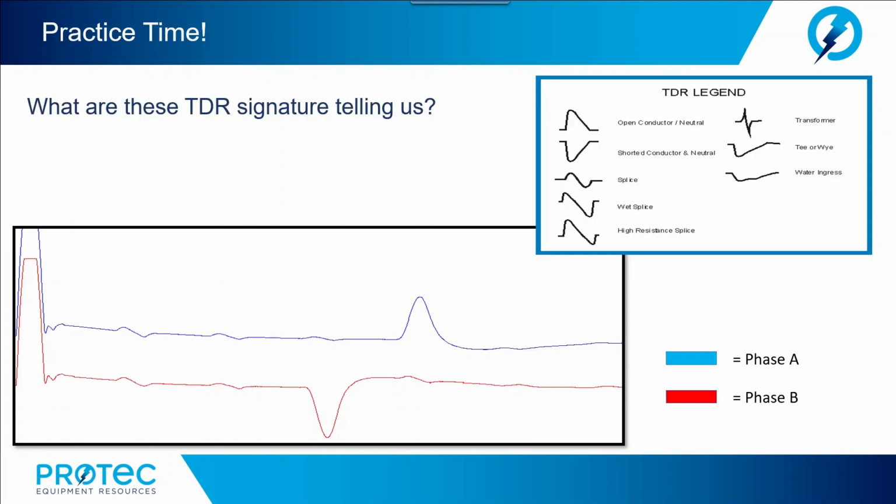All right, let's get a little practice time in. So, we see two TDR traces, blue and red, phase A and phase B. What are these TDR signatures telling us? Go on and take some time, and in your questions function, go ahead and type in what you believe you are seeing on the blue trace and type in what you are seeing on the red trace. Take a few moments to type in your answers.